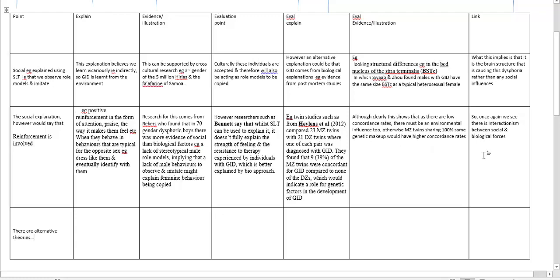So once again, we see there is interactionism between social and biological forces, and maybe at this point you can write in, you can also include nature and nurture reference as well. Okay, so bringing in your issues and debates. And then for level 4, I would recommend that you're doing another one, perhaps with an alternative as well, just to show how we develop that a little bit. Okay, so hopefully you'll find that useful in terms of your essays.